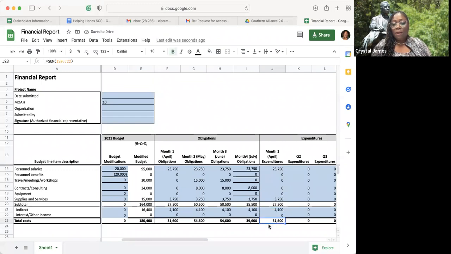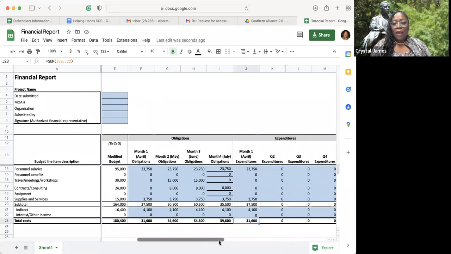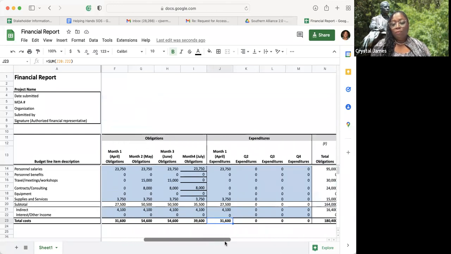And so you want to make sure that your obligations in month 1 total up to the same amount that you expended in month 1. And if not, you need to know what that reason is. And again, if you had to move something or it was delayed, then that should be explained in your progress report so that it'll be clear to people looking at your budget what has happened and why it's different than what you originally proposed.